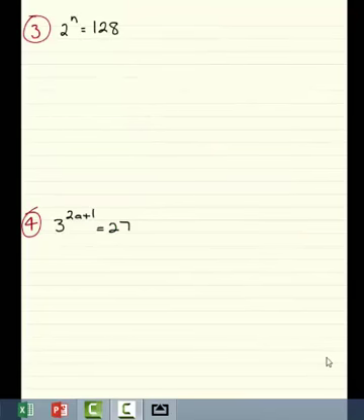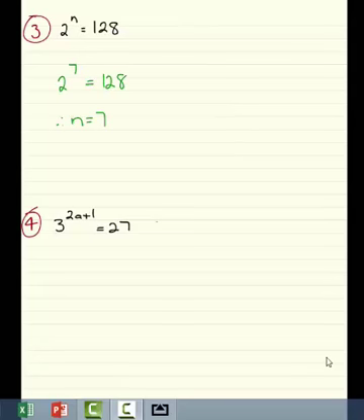Okay, so the next one, 2 to the power of n is equal to 128. Now this will happen often. It'll be a power, and personally I can't tell you off the top of my head how many 2's I need to multiply together to get 128. But guess and check will get you there, guys. You should come out to be 2 to the power of 7 is equal to 128. So therefore n is equal to 7.